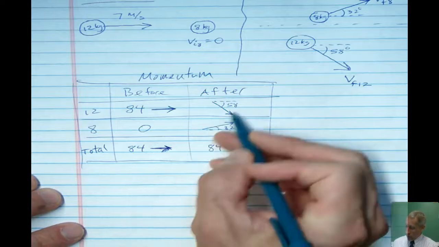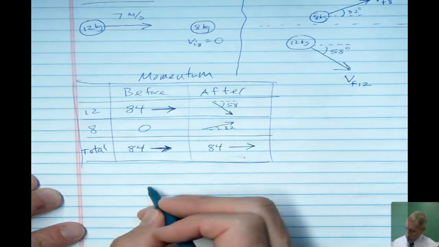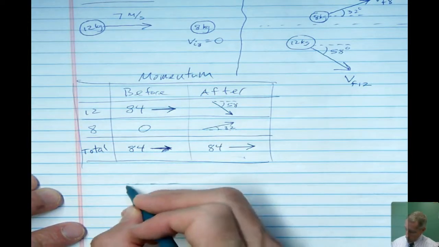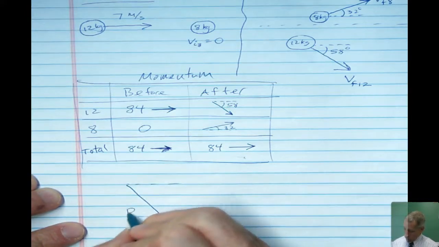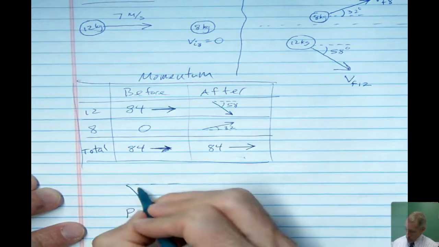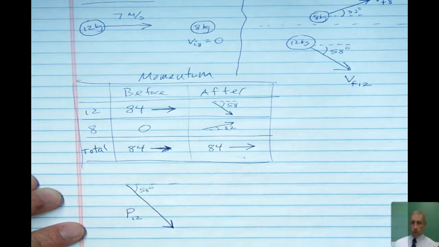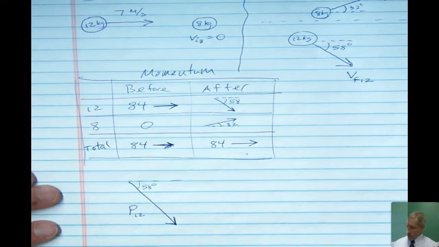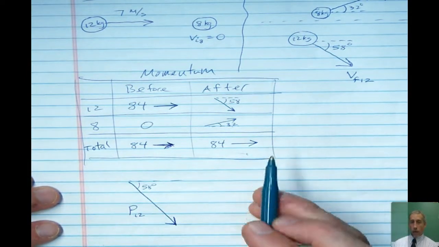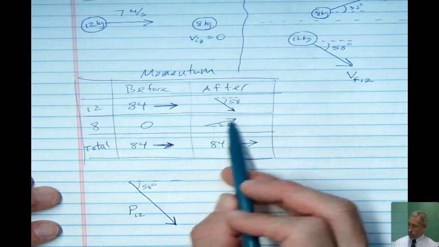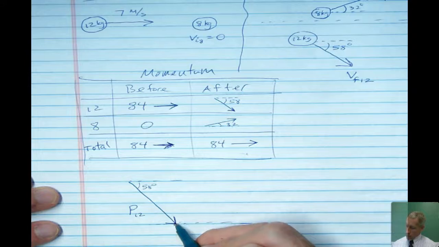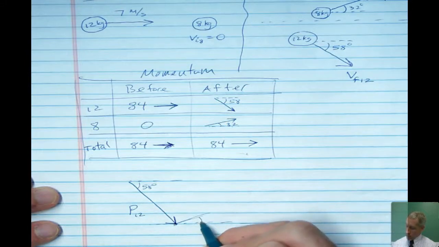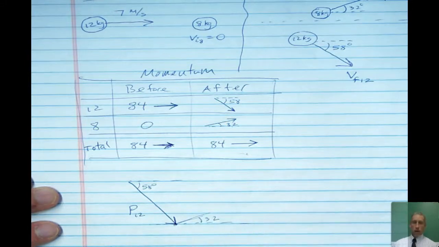So I'm going to draw the 58 downward like this. That'll be my momentum for the 12. And I'll put a little 58 degrees there just to remind myself that's there. And then I'm going to add to it head to tail the 32 degrees above horizontal vector. So I go to where I ended my first vector, and I'm going to peel off at 32 degrees. That's why I'm choosing that direction.